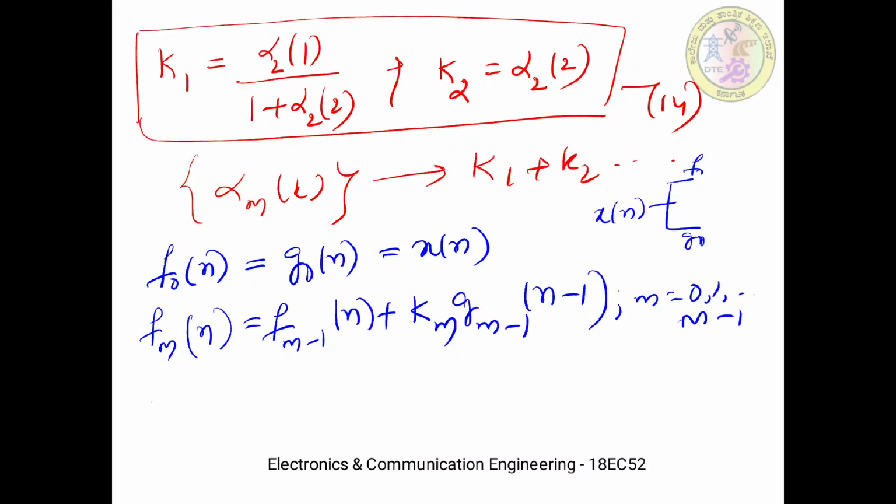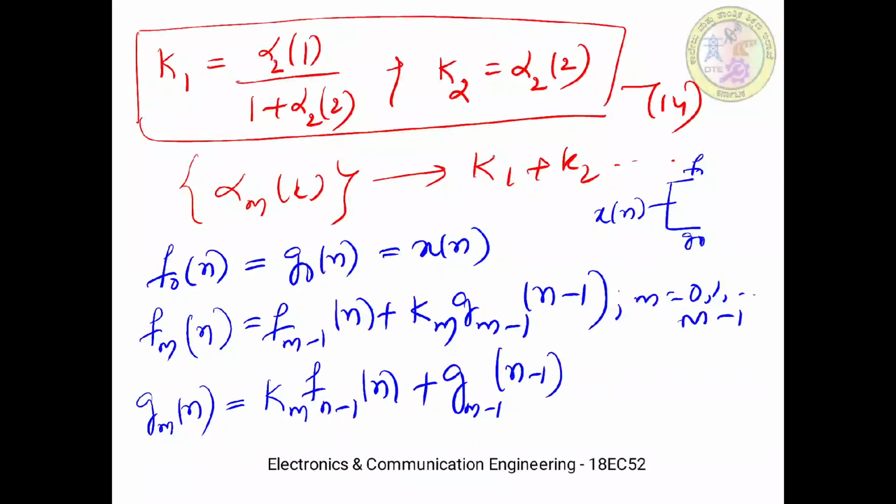Similarly, another equation we have is the g equation, that is g0, g1, g2, etc. In general, g m of n can be written as k m f m minus 1 of n plus g m minus 1 of n minus 1. Again here also m equals 0, 1, up to m minus 1.